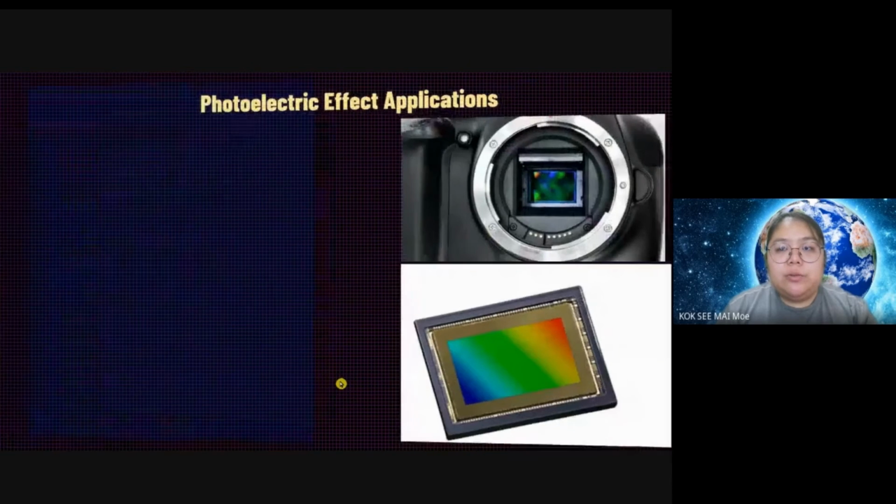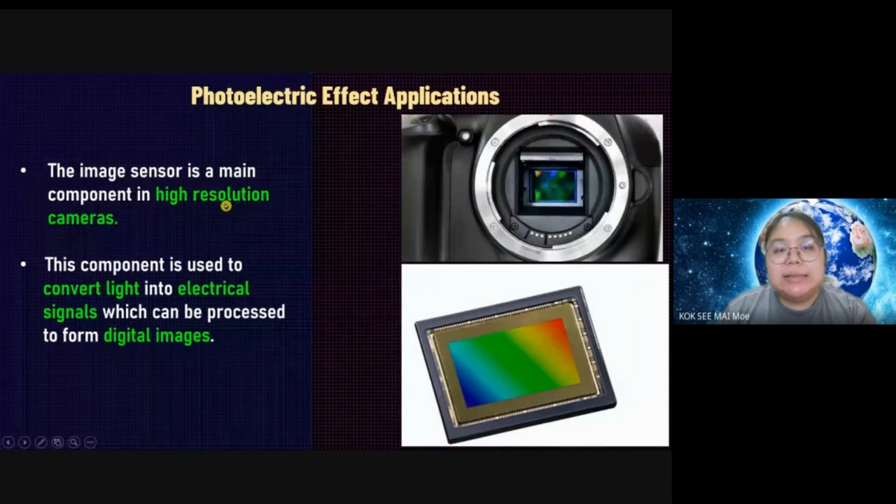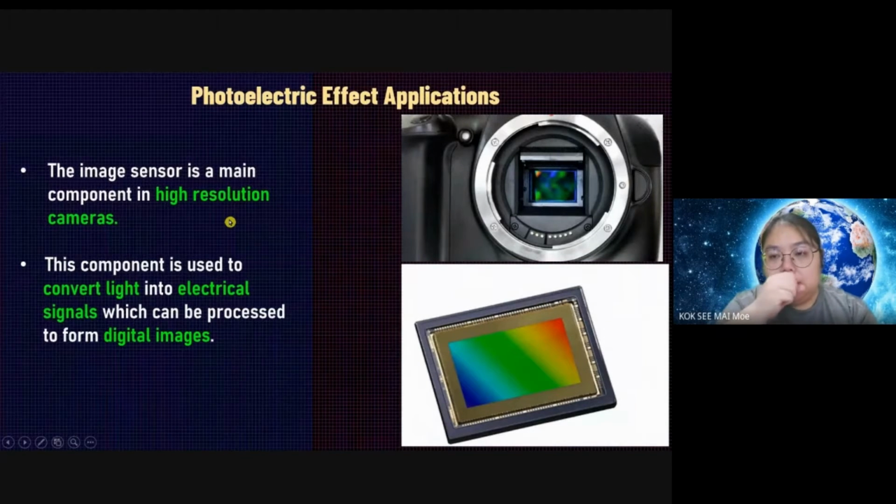Then we go to the third one. The third one is the image sensor, a main component of a high resolution camera. This is also one of the sensors. This component is used to convert light into an electrical signal. From here, they zoom, then snap the photo. The light is changed into an electrical signal, and after that it can be processed to form a digital image.